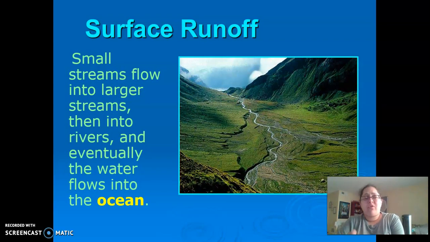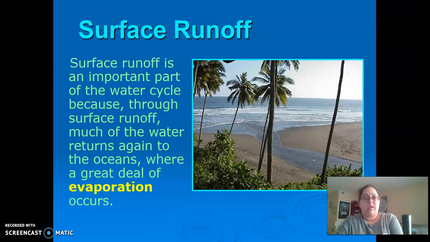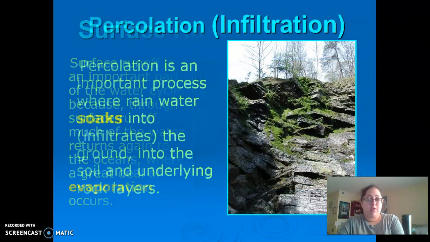Now, these small streams flow into larger streams and then into rivers, and then eventually the water flows to the ocean. So that's the idea. That's how water collects in the ocean. It gets there by way of rivers and streams and all that kind of stuff. So surface runoff is an important part of the water cycle because through surface runoff, much of the water returns again to the oceans. Okay, and that's where most of the evaporation occurs. So that's where the water needs to go.